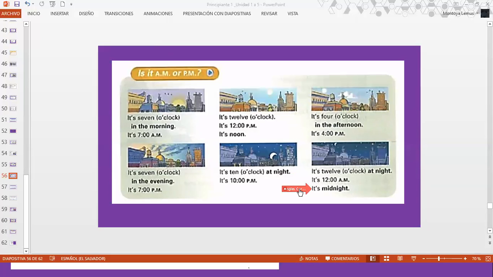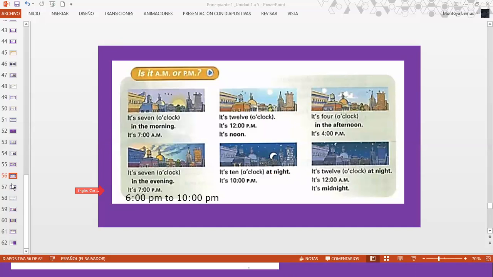No. Okay. Usually, temprano de la noche se dice in the evening. Okay. Evening. In the evening. Usually, from 6 p.m. to 10 p.m. is the evening. And from 10 p.m. to midnight is night. Okay.